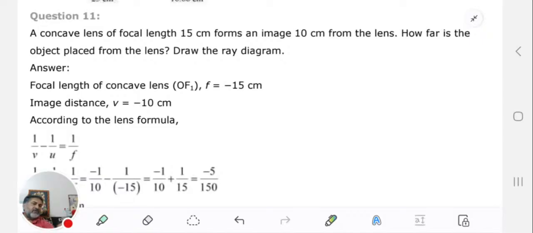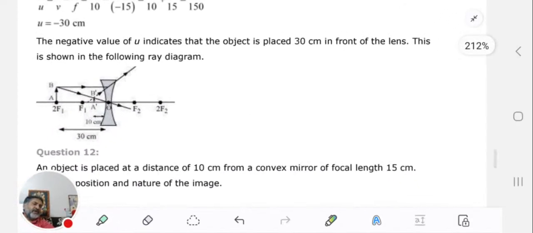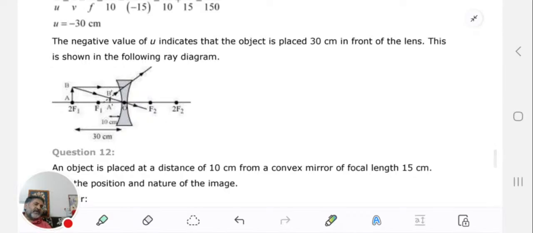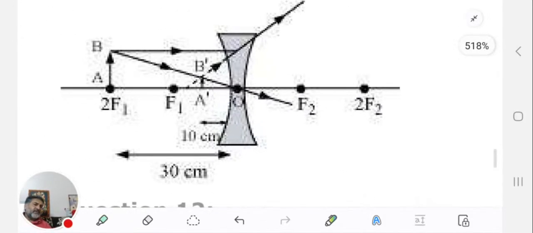So according to the lens formula, 1/v minus 1/u is equal to 1/f. So 1/u is equal to 1/v minus 1/f, is equal to -1/10 minus 1 by -15. તો આન્સર આવશે -5/150, એટલે કે આન્સર ઉલટાવીશું એટલે u is equal to -30. The negative value of u indicates the object is placed 30 centimeter in front of the lens. This is shown in the following ray diagram. આવો ડાયાગ્રામ મળશે જો, આ 30 સેન્ટીમીટર છે.